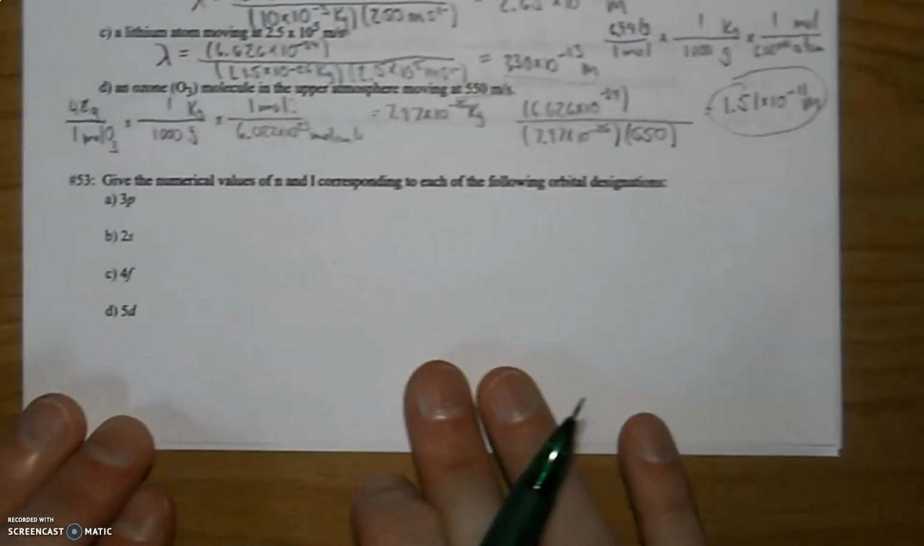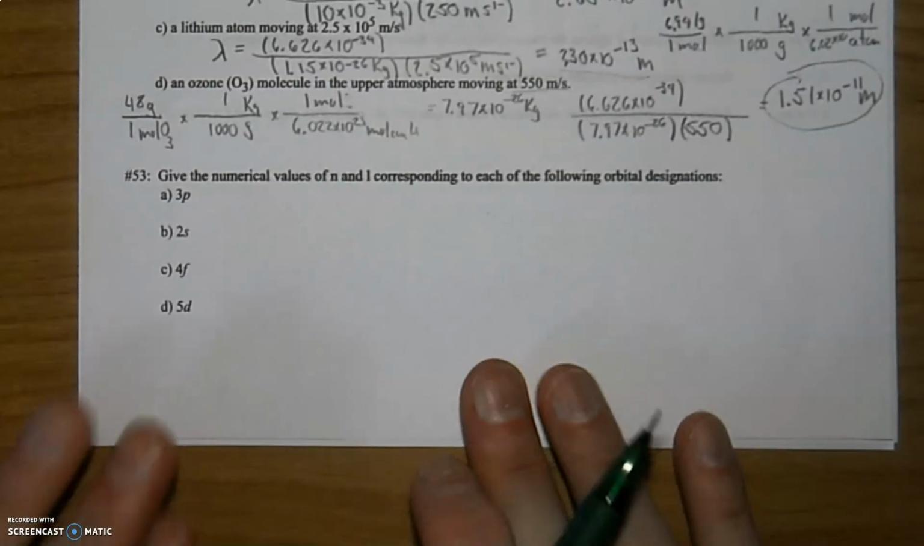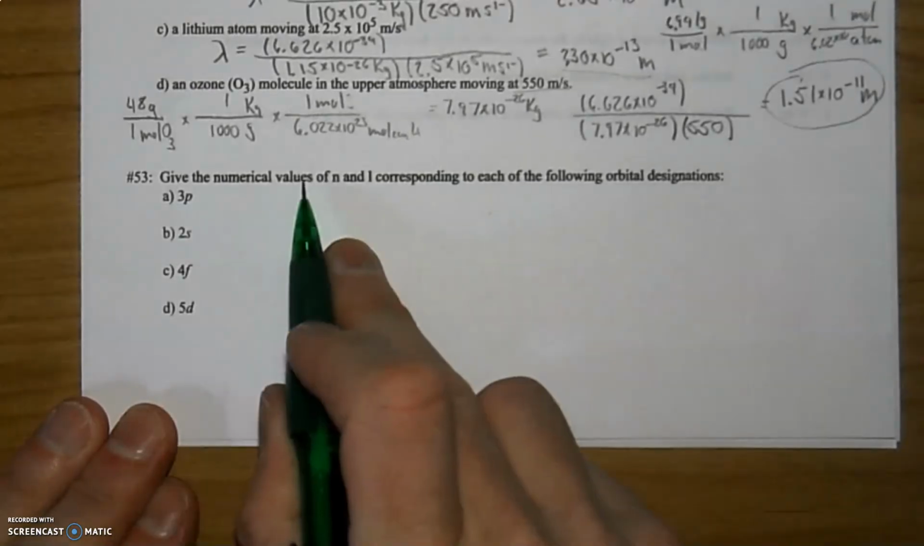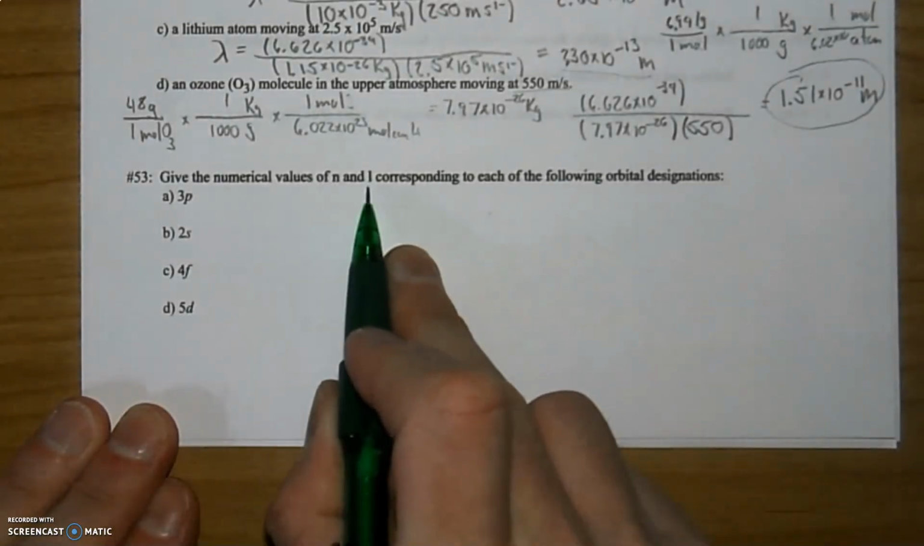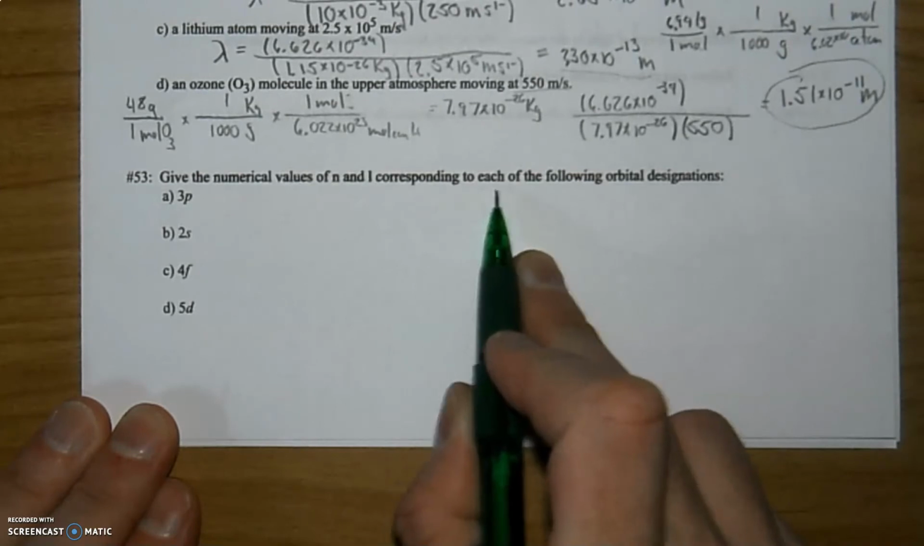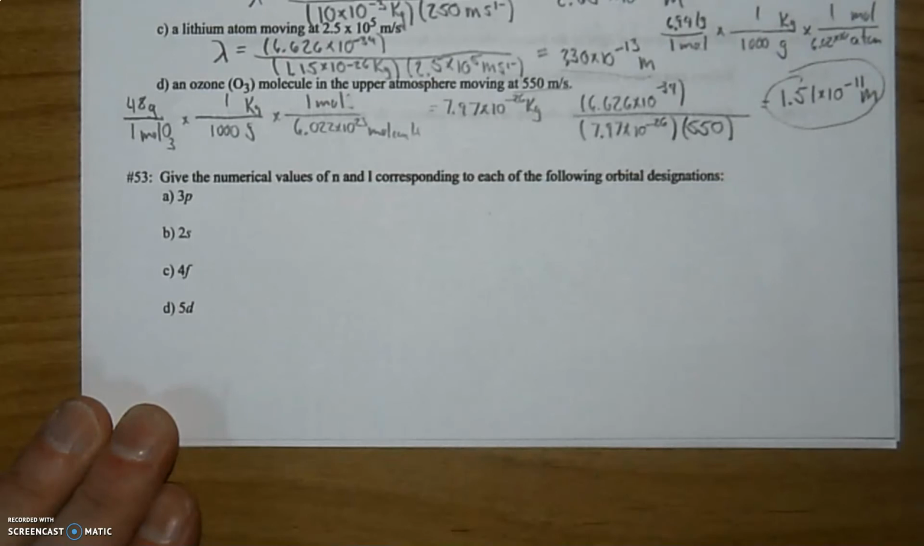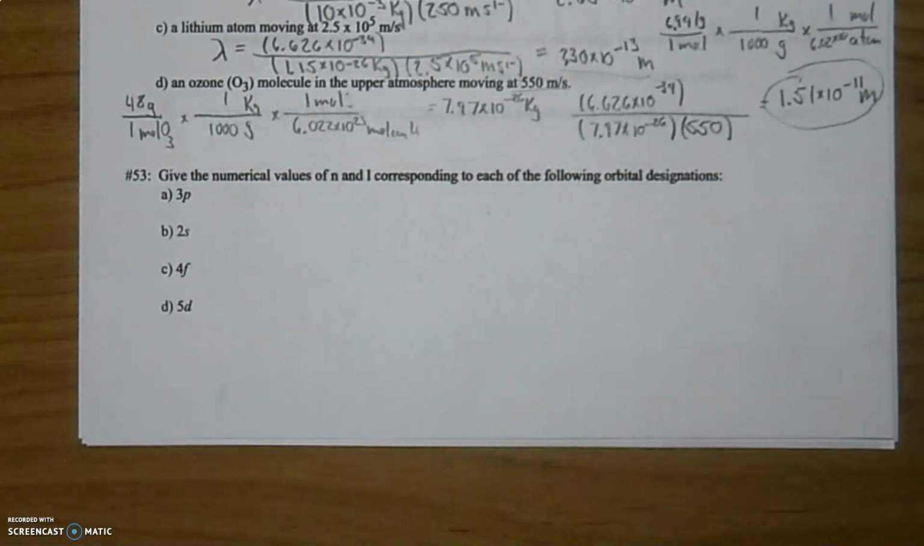We'll look at number 53. Okay, and we'll swing the periodic table over here just to help us out in a little bit. Give the numerical values of N and L corresponding to each of the following orbital designations. Okay, so for 3P, or how is that an option?